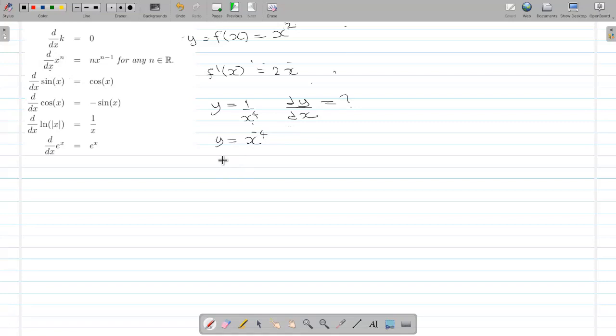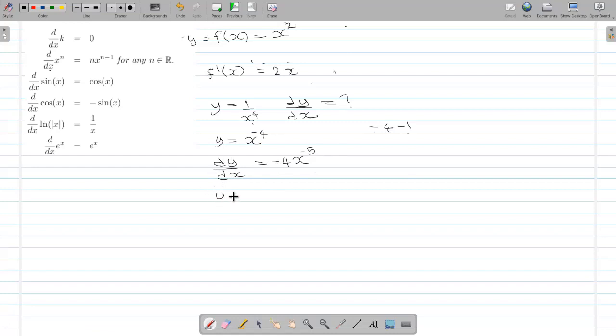So then to find dy by dx, now I can do it, no? I bring down the -4 in front. I write x to the -4 minus 1, n minus 1. Here, because both of them are negative, I have to add, no? So I get x to the -5.